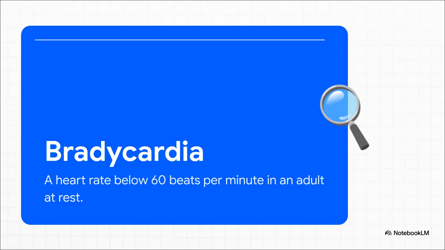And on the flip side, if the rate is below 60, we call that bradycardia. Now, in a really fit athlete, that might be normal, but it could also be caused by medications. And here's a really important one. If you find bradycardia in a child, it can be a very late, very dangerous sign that they're not getting enough oxygen. You treat that as an emergency.